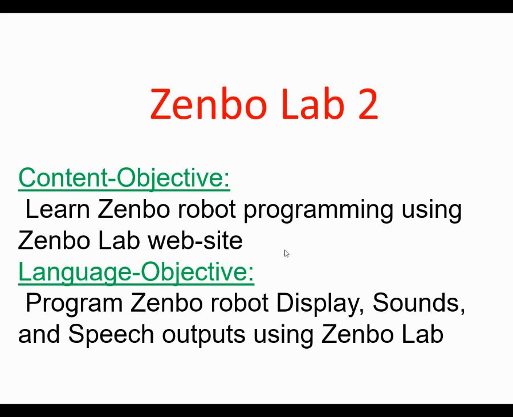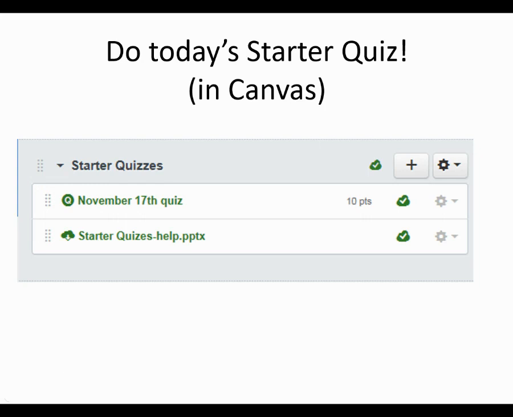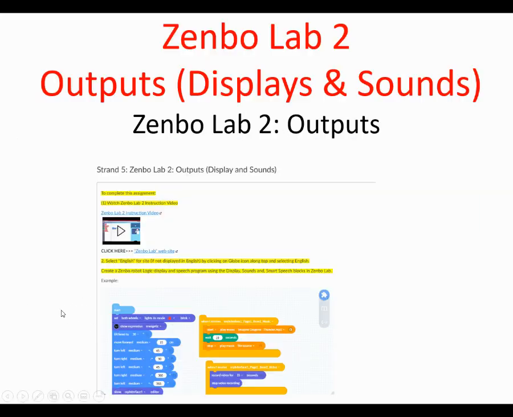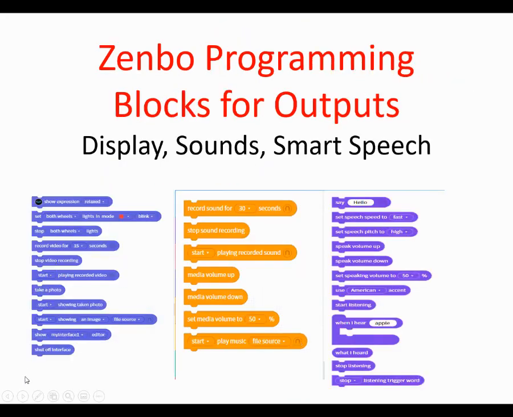We're going to program that Zenbo robot again. What we're doing today is its displays, sounds, and speech outputs. So let's get started. First thing, make sure you get today's quiz done. And here's the Zenbo Lab. First, I want you to watch the instruction video. Well, if you're watching this, you're watching it.